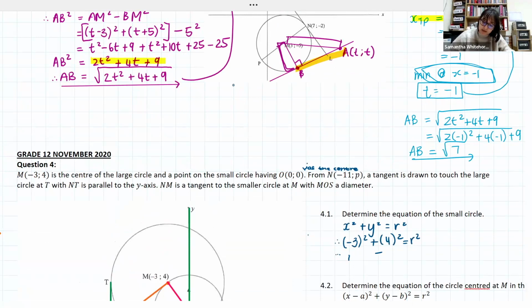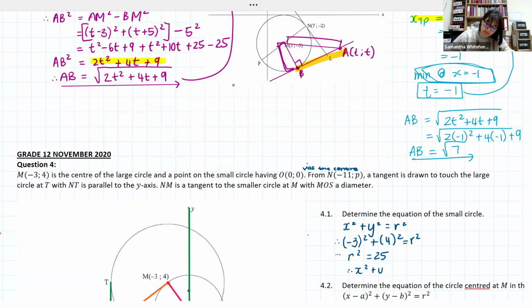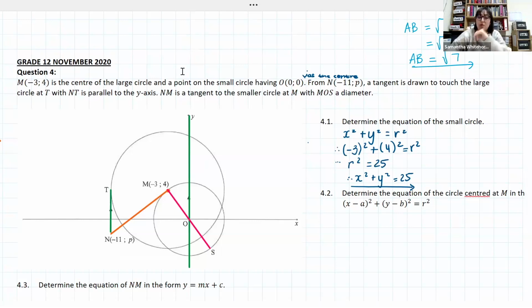So your radius is 5 units long. And so the equation of your circle, x squared plus y squared is equal to 25. Okay, nice and easy. Remember, the second your circle has a center of the origin, it's just x squared plus y squared.